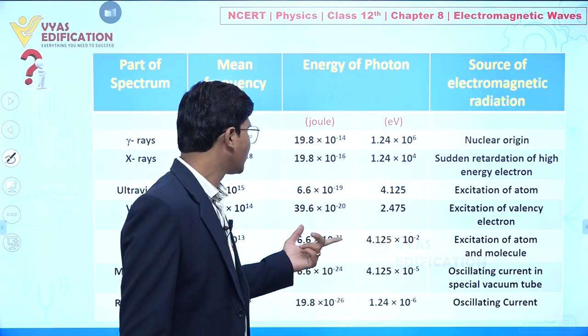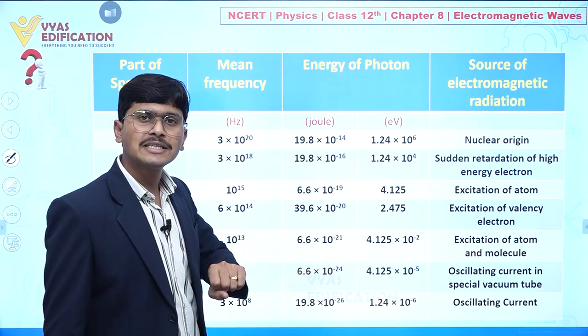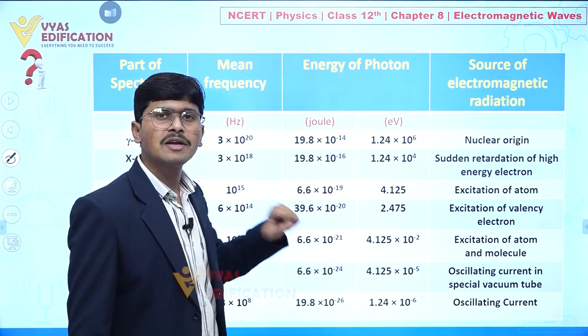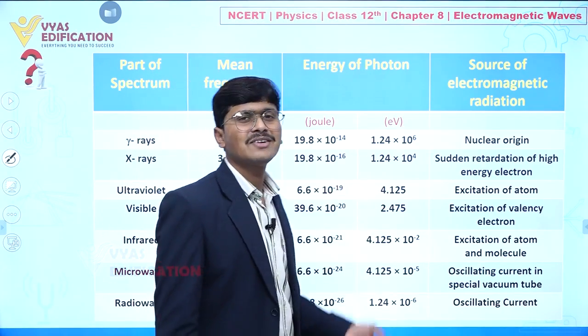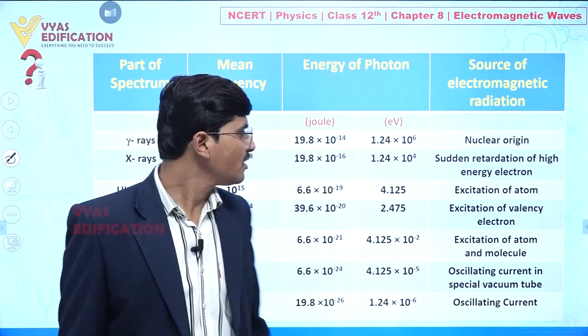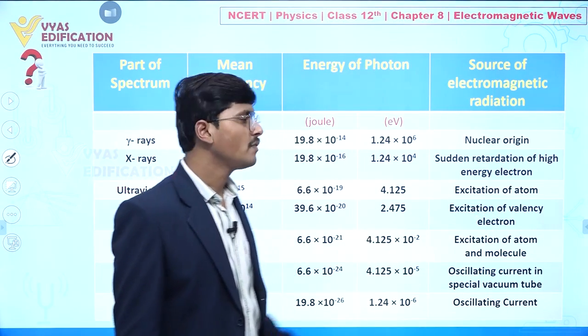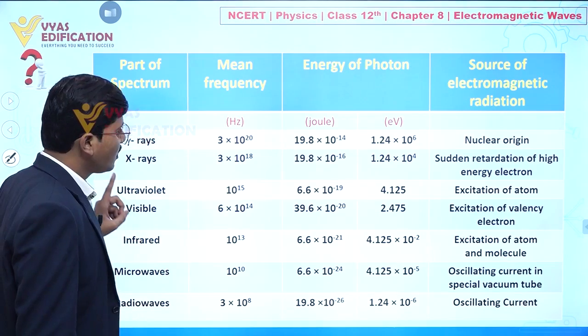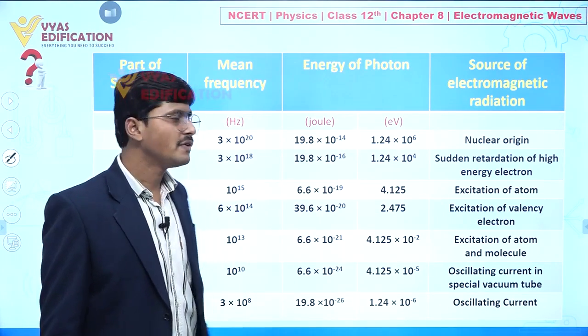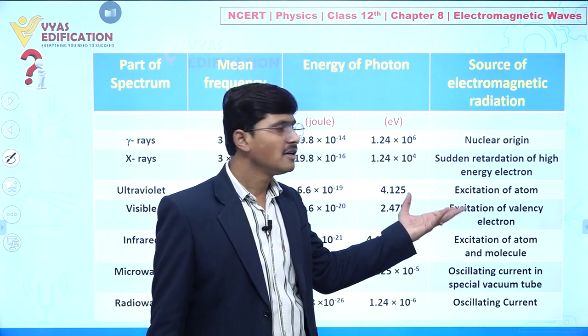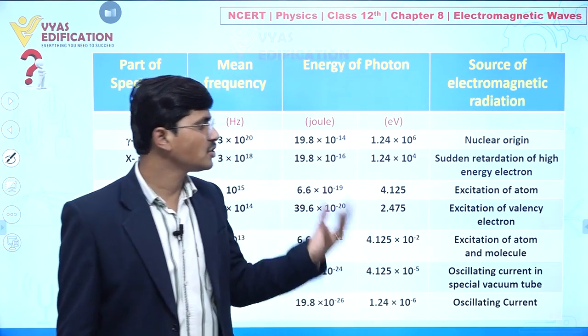You can see from here 10 to the power minus 19 cancels out, 6.6 divided by 1.6 is near about 4.1. Clear? And what is the source? Source of ultraviolet rays is excitation of atom. If we are talking about the visible range, what is the source? This is excitation of valence electron.